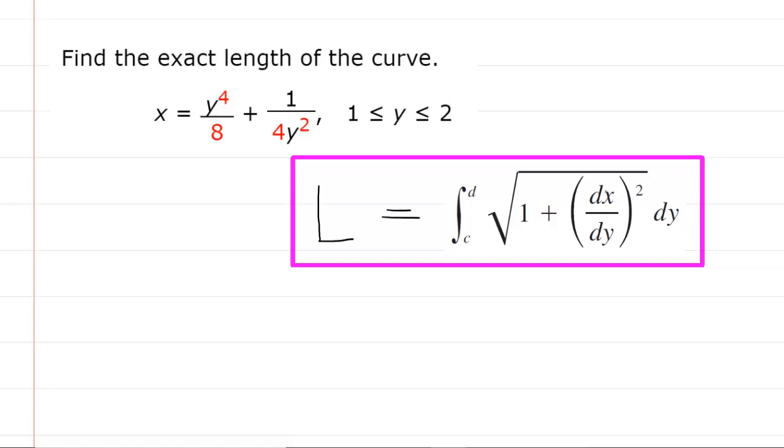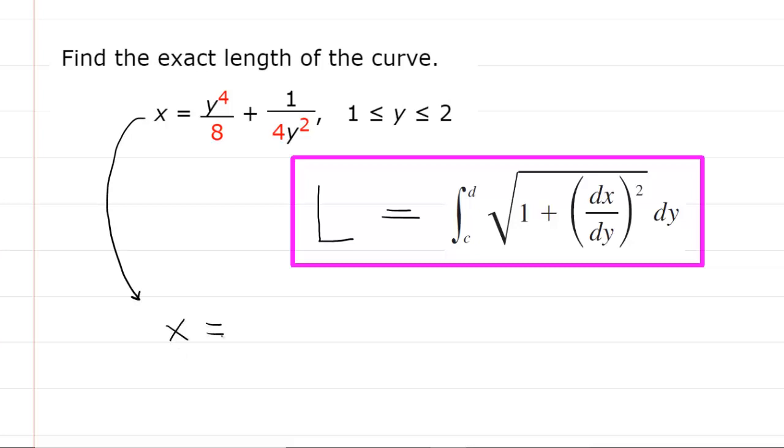That version includes dx dy rather than dy dx. It also includes lower limits and upper limits of c and d respectively rather than a and b, but basically it's the same equation. So what we can see is that in order to do the arc length, we need the derivative, dx dy. So that's our first goal, and it's going to help to rewrite the given equation before we take the derivative. So let's do that.